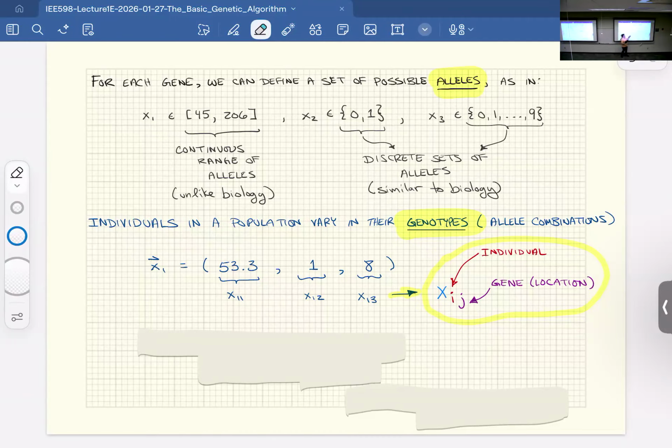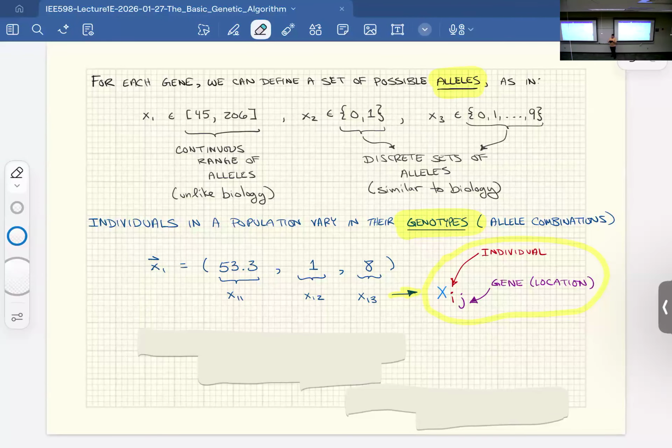I'm going to use the notation that if individuals are listed as vectors, then the first subscript will be an index of the individual. And then if I look at the variables, the second subscript will be the index of the gene. So that'll be the location in the vector. So Xij, i is the individual, j is the gene. And then the particular value at Xij is the allele at that location, and all of those values together are the genotype. So this is one genotype in the population.